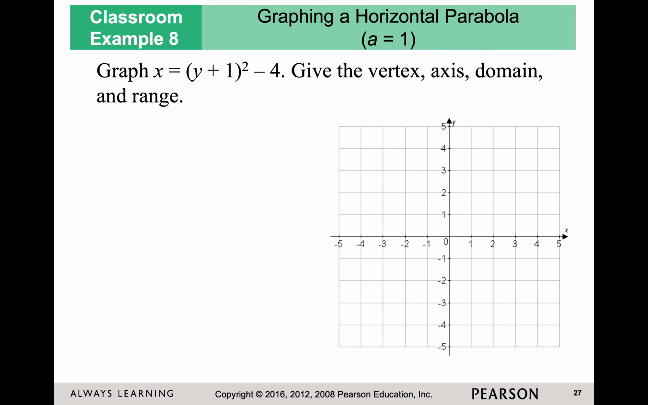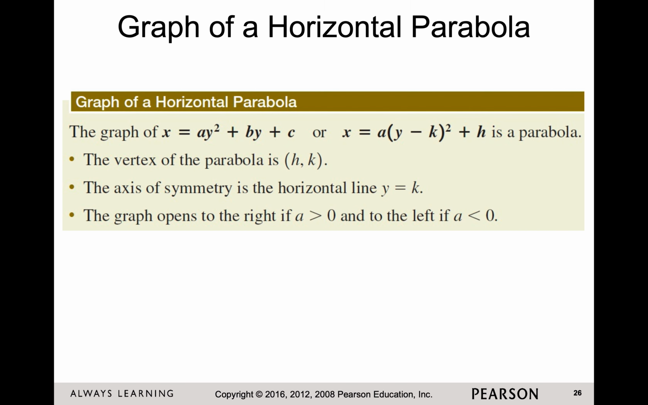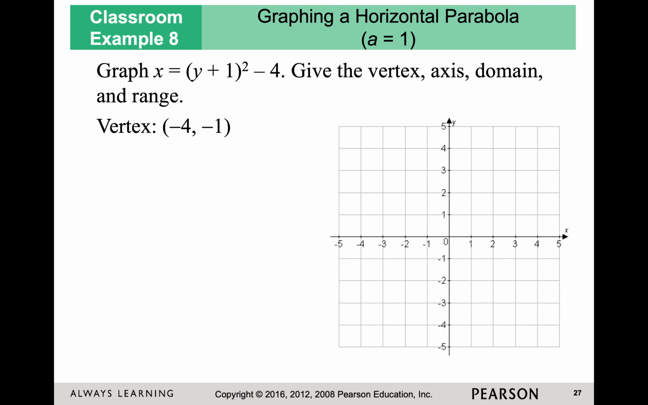So if I'm looking at this graph and I want to give the vertex, I'm going to go back here. So my x value comes from what's being added or subtracted outside the parentheses. My y value comes from what's inside the parentheses. So that would be negative 4 would be my x value. Negative 1 would be my y value. So notice this is still going to be an opposite situation here. It opens to the right. So if it's positive, instead of opening up, it's going to open to the right.